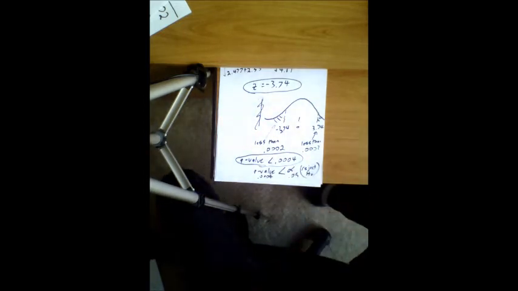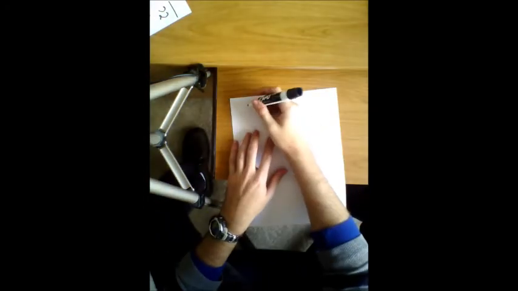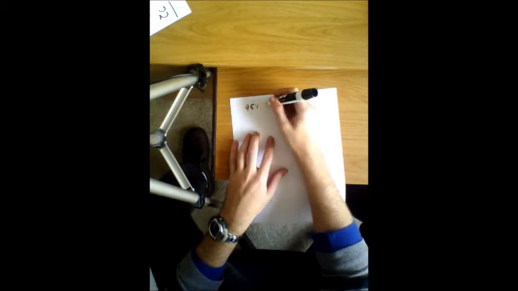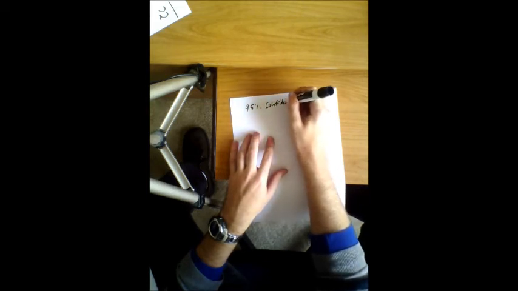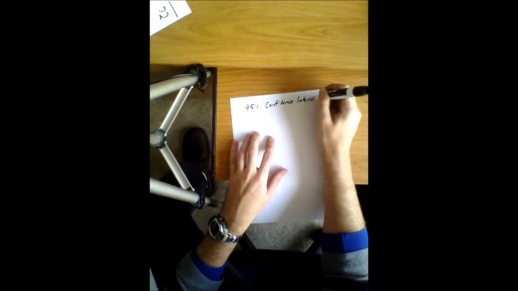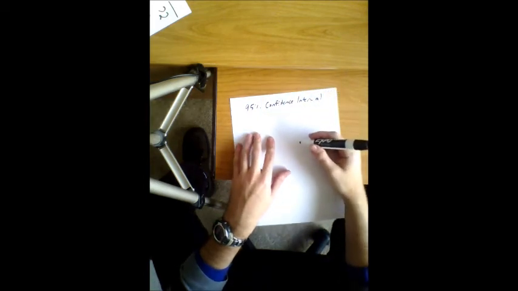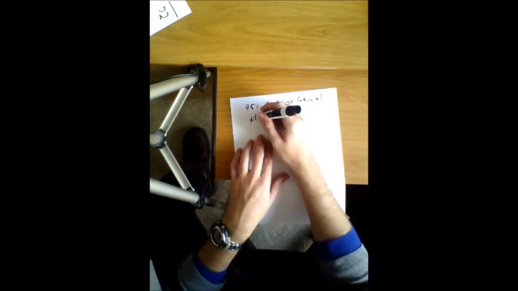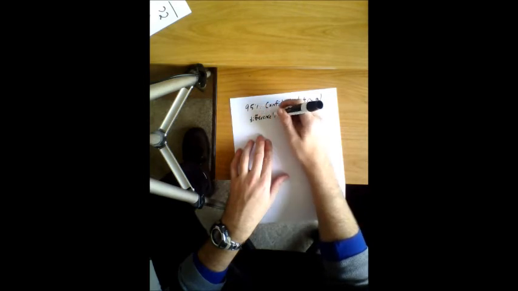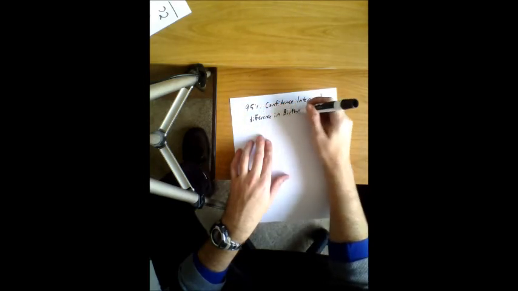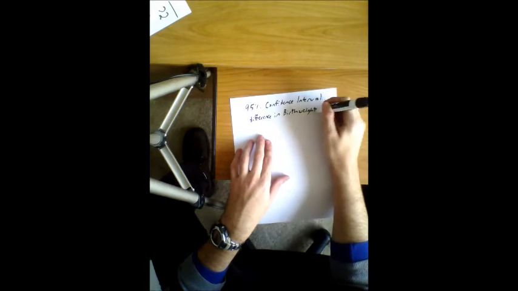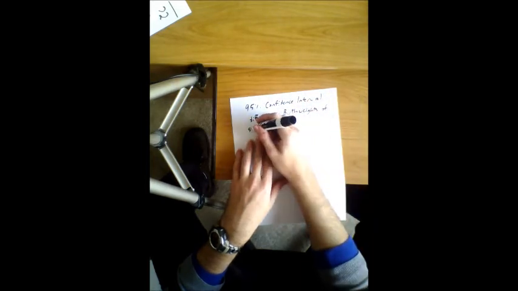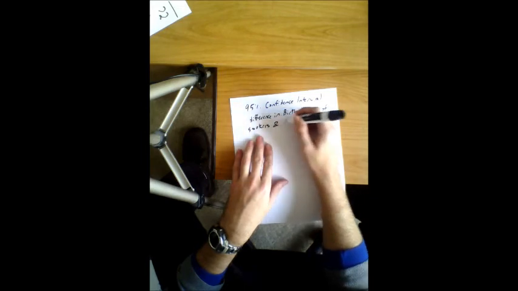Let's go ahead and find maybe a confidence interval for something similar to this. So let's find the 95% confidence interval for the difference in birth weight of smokers and non-smokers.